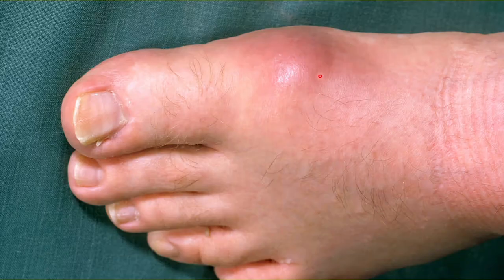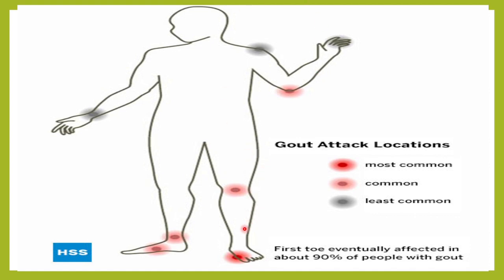Here is another picture of gout, and see, the most common site is this one. 90% you will get in the great toe. So this is the most common site, and less common would be your knee joint, your ankle joint, your feet. You might also get it in the elbow. The least common joints would be your shoulder joint, wrist joint, fingers. They are least commonly affected in gout. You can have all these joints involved in gout, but the most common is this.